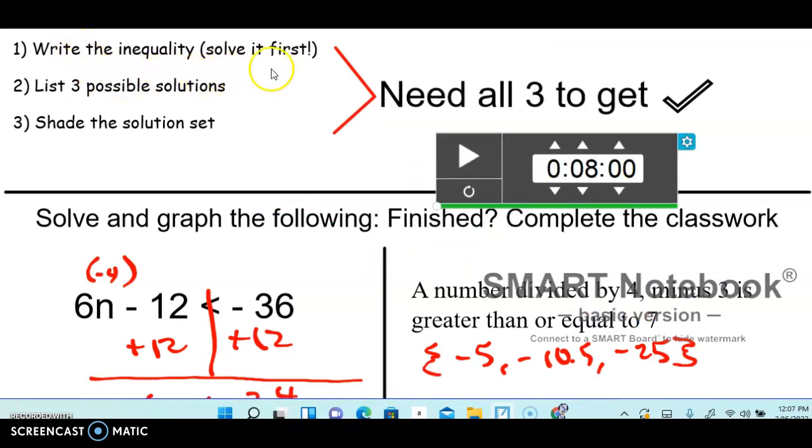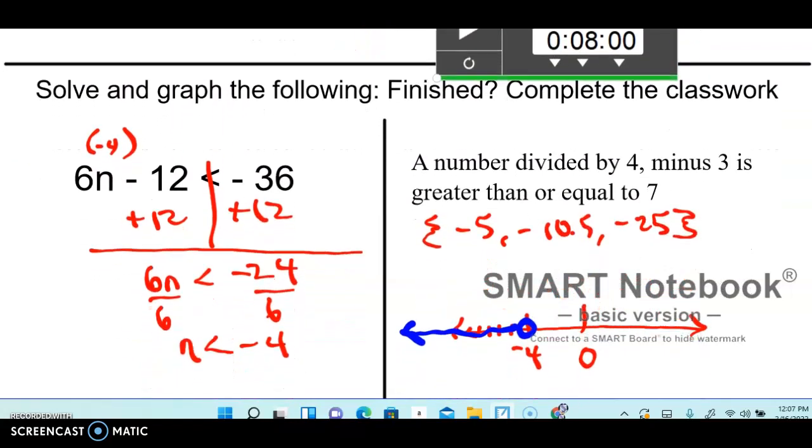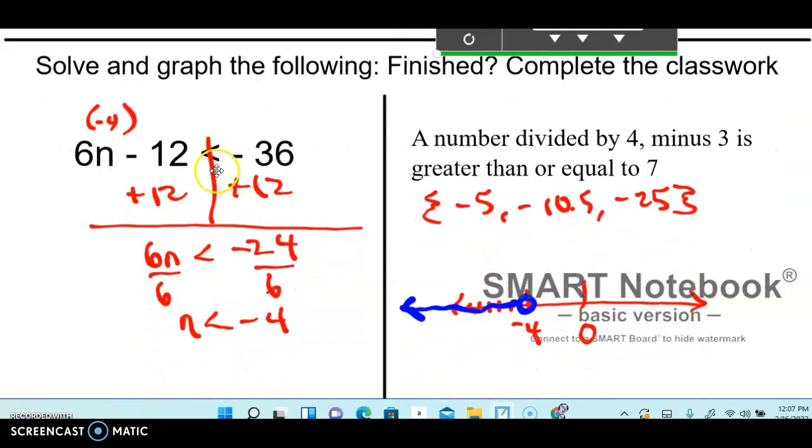Write an inequality, solve it first, list 3 possible solutions, shade the solution set. You need to get all 3 of these. And as you can see, I solved it the same way I did the last problem, set it up as a two-step equation. And my answer was a number is less than -4, so -5, -10.5, and -25 or less. So -4 is my target number. An open circle points to the left to the lesser numbers.